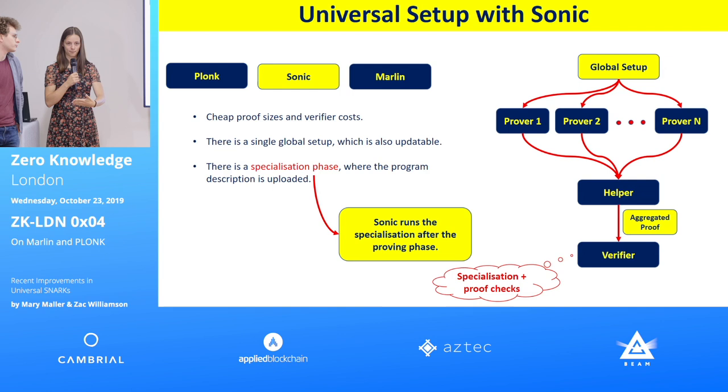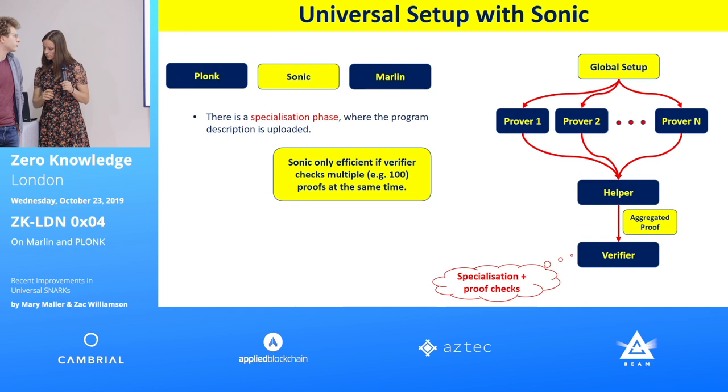Then the verifier will compute for themselves a specialization description of the circuit, but they only have to do this once, and the rest of their computation time goes towards actually checking the proofs. But what this means is that if you're just checking one Sonic proof at a time, it is really not efficient. You only get efficiency if you're checking, say, 100 at a time or something on that scale.